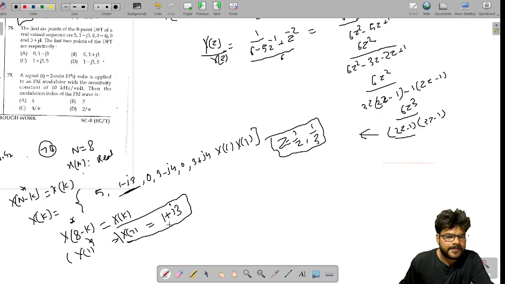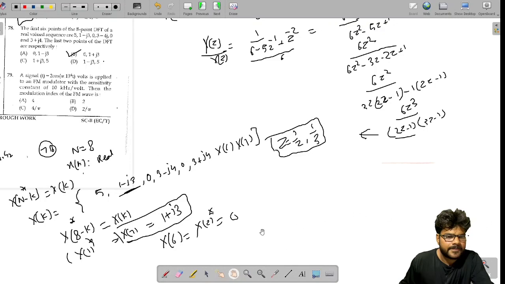And x of 6, we put k equals 6, then x of 6 will be x of 8 minus 6, which is 2, so x of 2 conjugate, right? This is going to be 0. So the correct option we will have is 0, 1 plus j3, so this will be B.